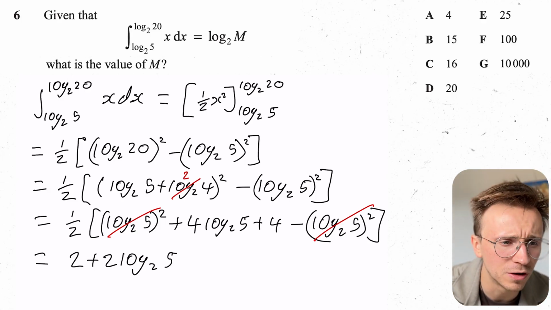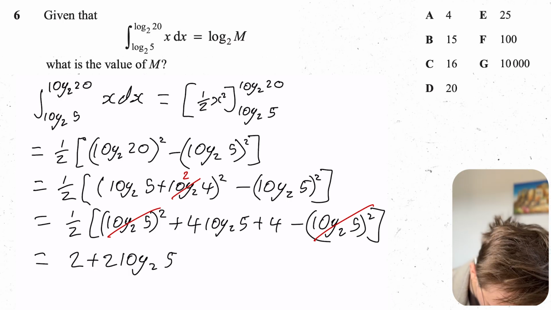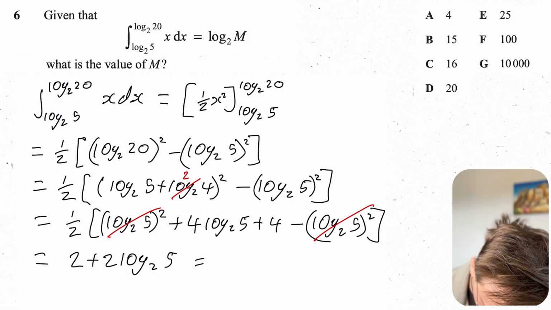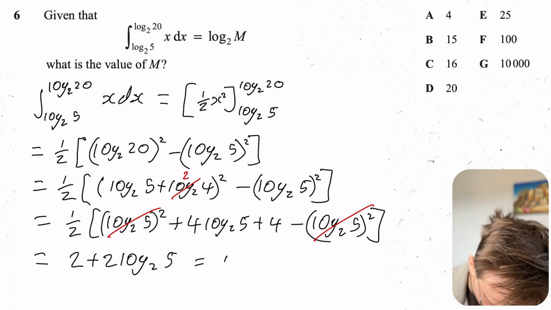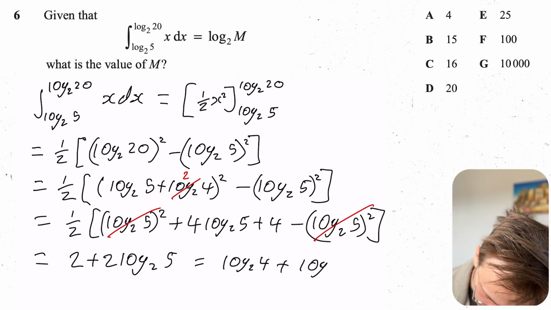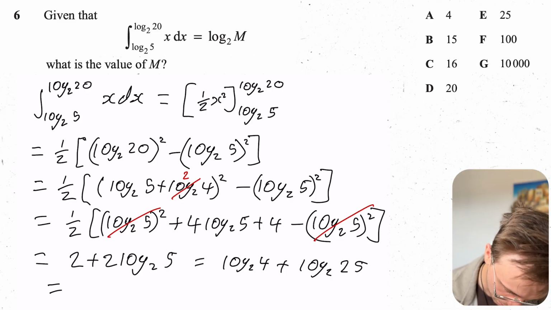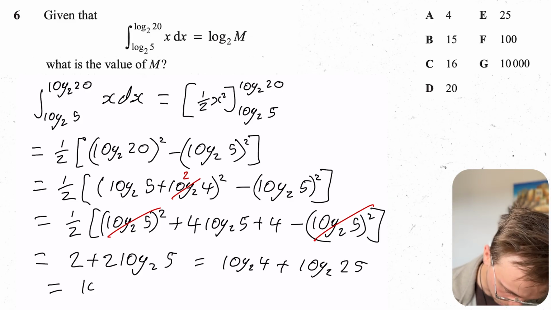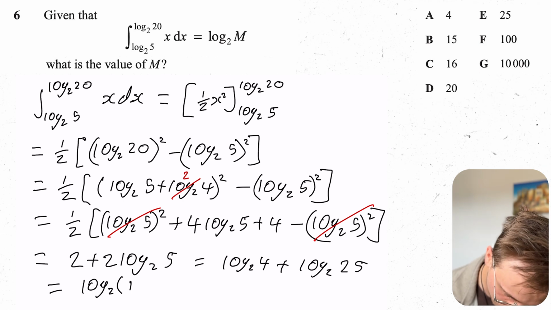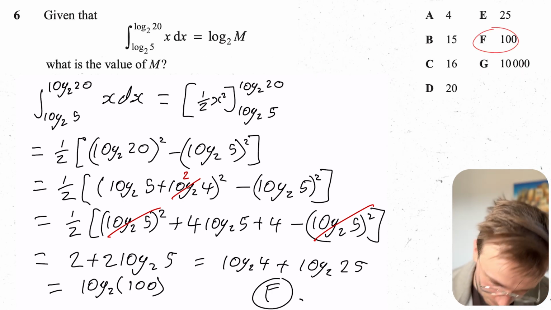That's not how they wanted me to end it. So I've got to take the 2 in, and this I can turn back to what it was before, which is log 2 of 4 plus log 2 of 25, which is equal to log 2 of 100, which is an option, and that is F.